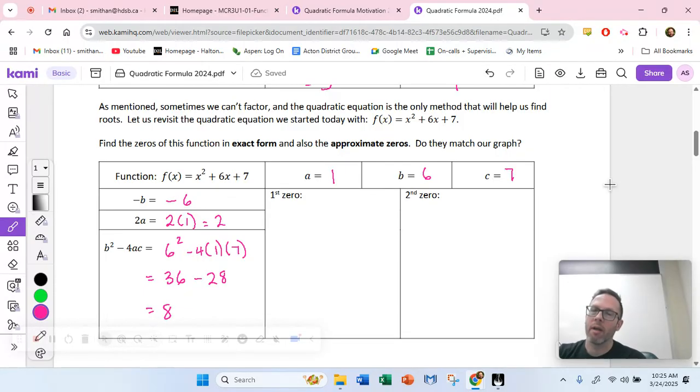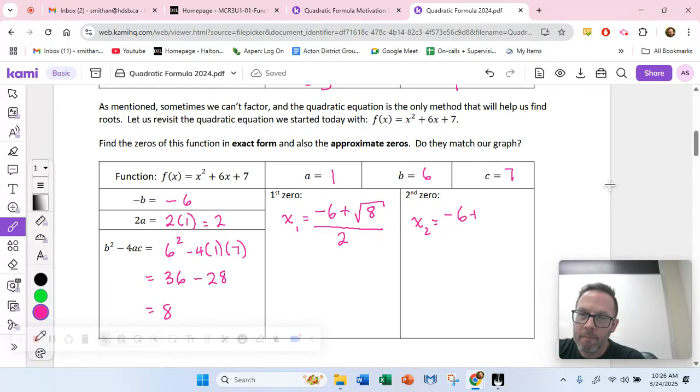Everybody can do this. Nothing we're doing is crazy, complicated. It's just using a formula. It's a complex formula, but everything is manageable. First zero, we take the negative of b, which we said was negative 6, and we add the root of that b squared minus 4ac, which we said was 8. And then we divide by 2 times a, which was 2. Now, for the second one, and this is where I'd like to talk to the 3u people for a second. Whoops, that'd be minus root 8.